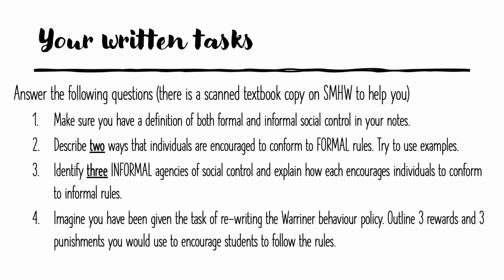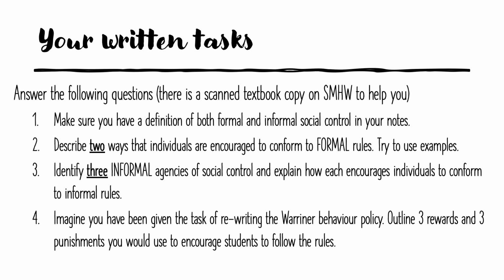I've scanned in a copy of the textbook, and that's on Show My Homework waiting for you as a PDF. What I'd like you to do is answer the following questions. So number 1, make sure you've got a definition of both formal and informal social control in your notes. Number 2, describe 2 ways that individuals are encouraged to conform to formal rules. Try to use some examples where possible. Number 3, identify 3 informal agencies of social control and explain how each one encourages individuals to conform to informal rules.